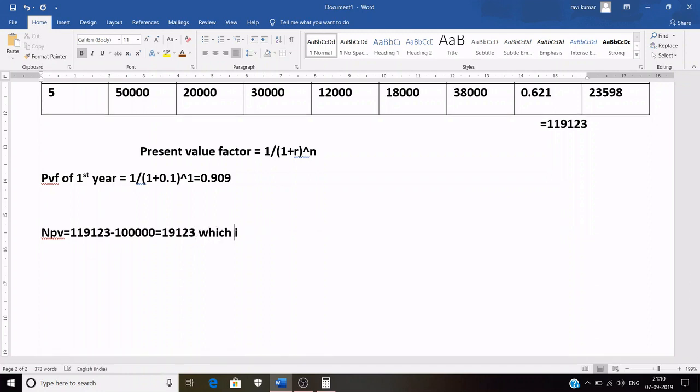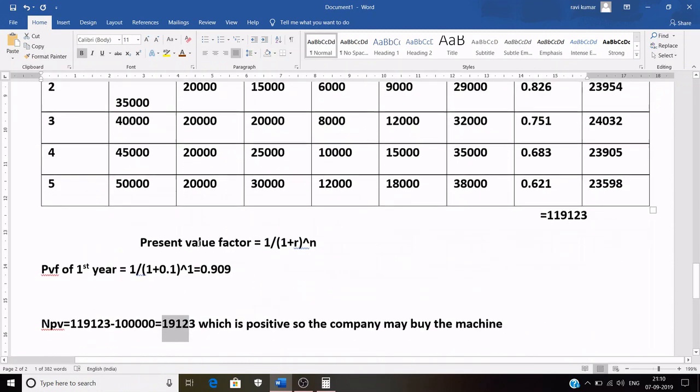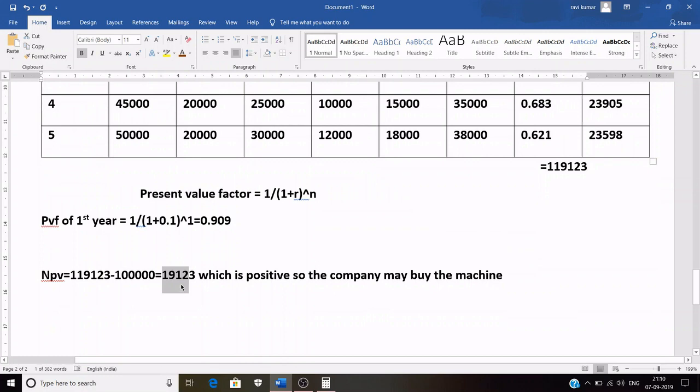So always write down that it is positive. You have to mention it in your answer. So the company may buy the machine. I have already told you, always remember, whenever NPV is positive, the company will buy the machine. If NPV comes negative, we won't buy the machine. So our NPV is positive, we can buy the machine.